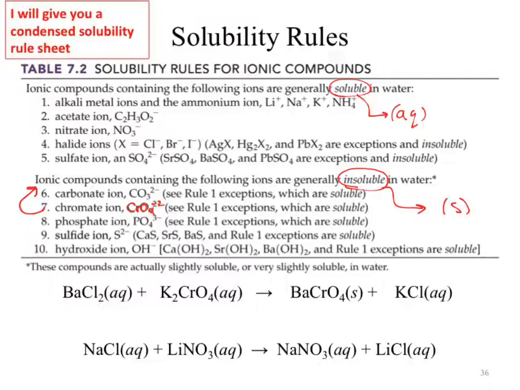Move to our products, barium chromate. Where do we find barium or chromate? We got our chromate rule, rule 7. Exceptions which are soluble, what were our soluble ones? The alkali metals, so group 1 metals, and ammonium ion. Is barium any one of those exceptions? What does that mean? Barium chromate is a solid. There's our phase.